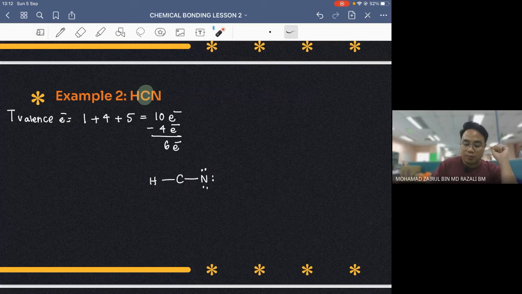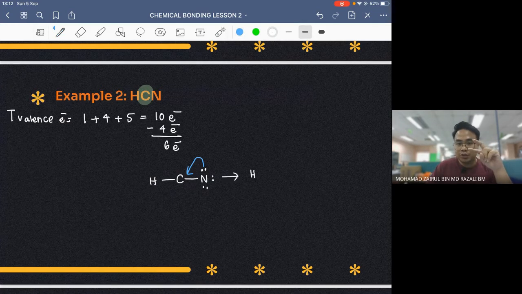Okay, so macam mana nak buat? Okay, so awak ambil 1 pair electron daripada nitrogen ni, awak pindahkan, jadikan bond between carbon, nitrogen. So dia akan jadi, sebab sekarang ni kat tengah tu antara carbon dan nitrogen dah ada 4 pair. So dia akan jadi double bond. Okay, so kita check dah octet belum?